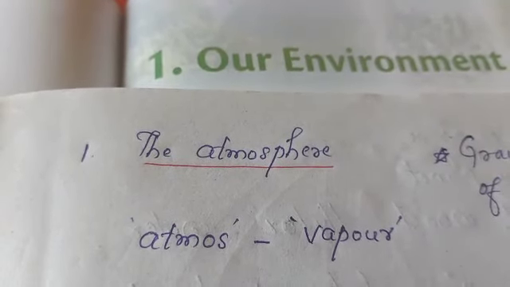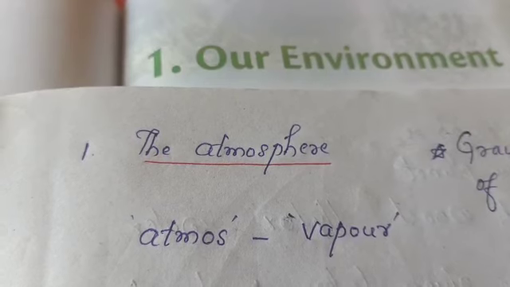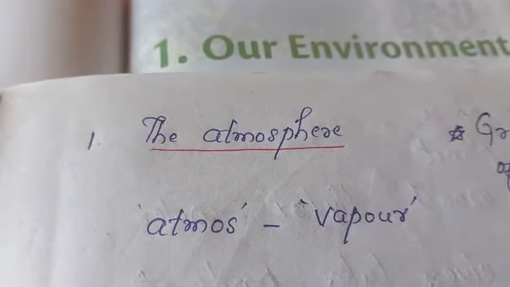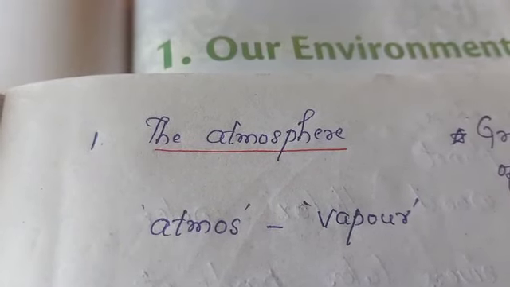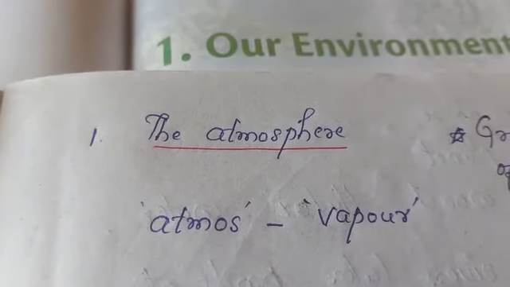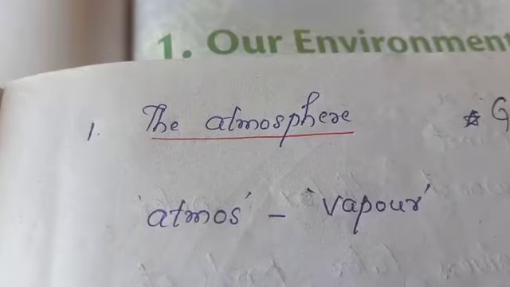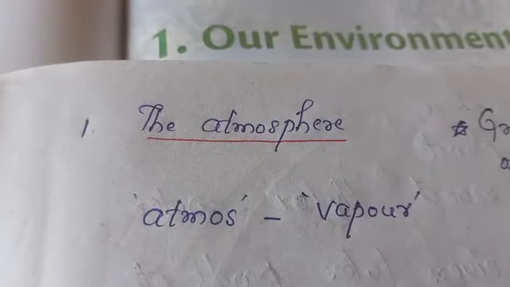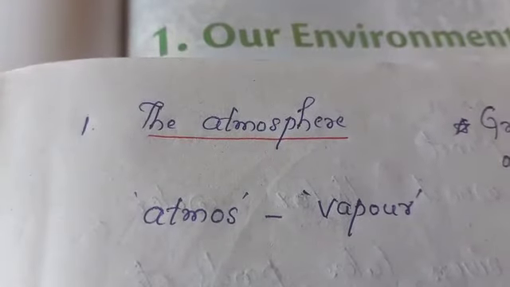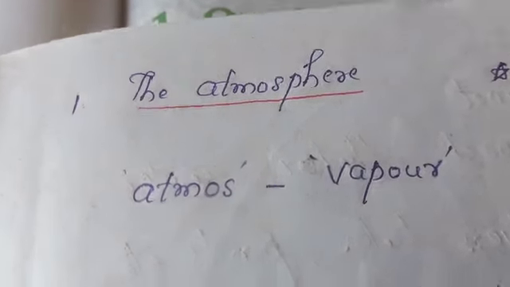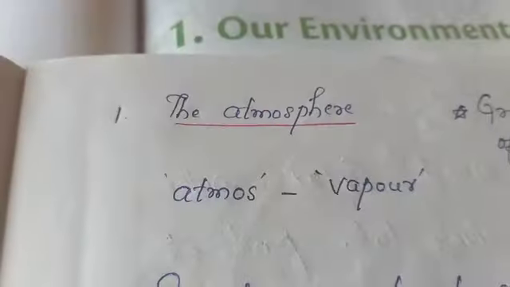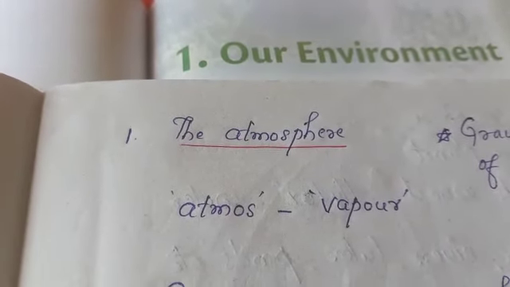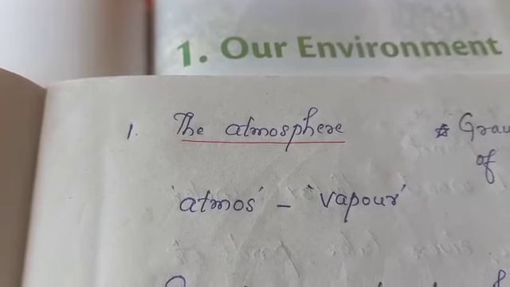What is atmosphere? Atmosphere is the layer of air that surrounds the earth. In other words, we can say that atmosphere is a mixture of gases, water vapor, dust particles, etc. The word atmosphere is derived from the Greek word atmos, which means vapor.